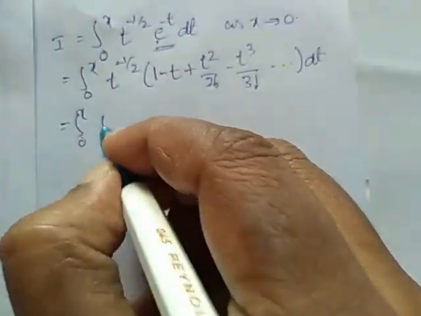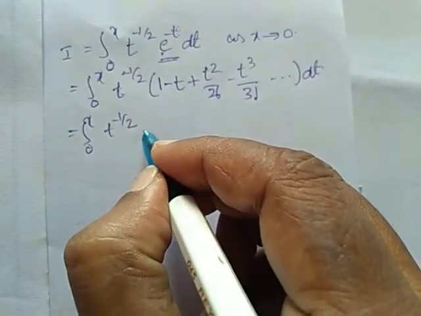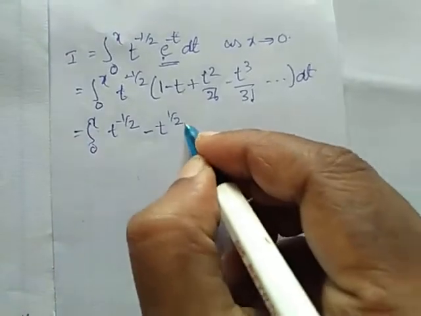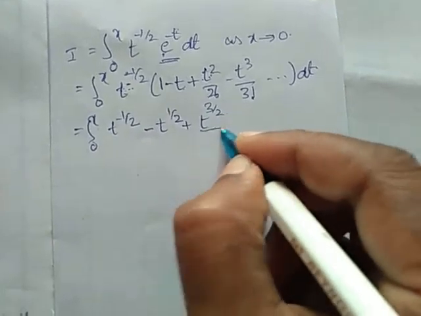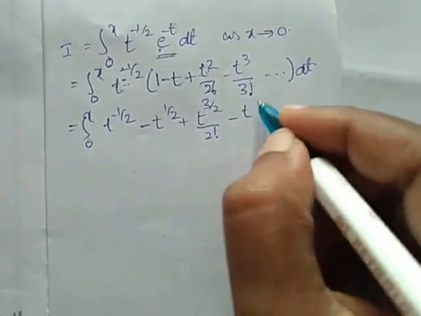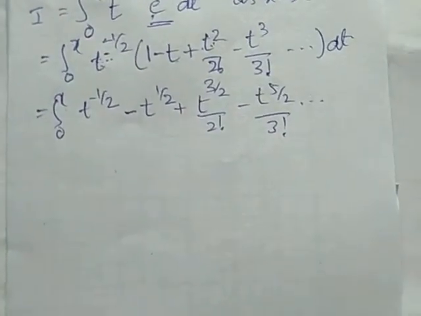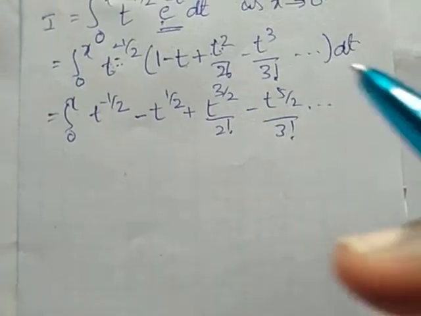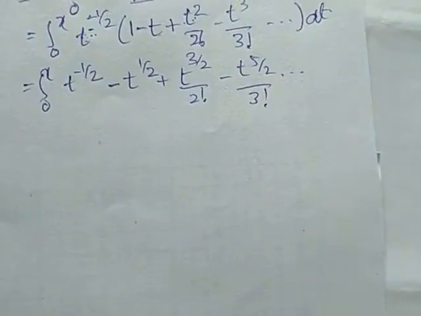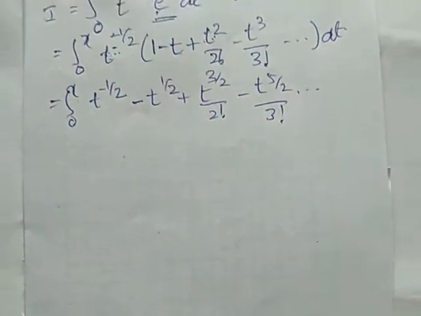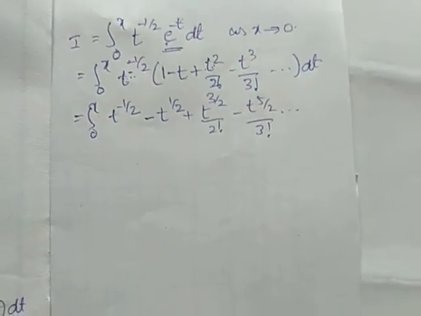When I multiply here, I will get t power minus half into t, and t power minus half is t power plus half. So multiplying these two terms, I will get t power 3 by 2 by 2 factorial minus t power 5 by 2 by 3 factorial, etc. So this series is convergent for all t except t is 0. Whenever t is 0, the series is divergent. So when we integrate this, we will get an asymptotic expansion for the given problem.